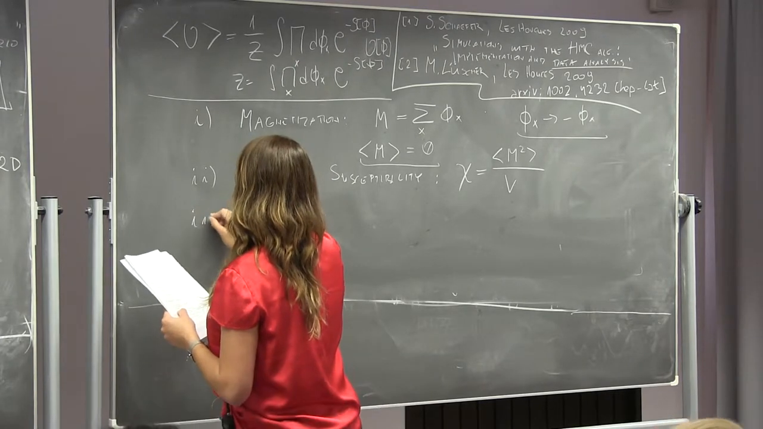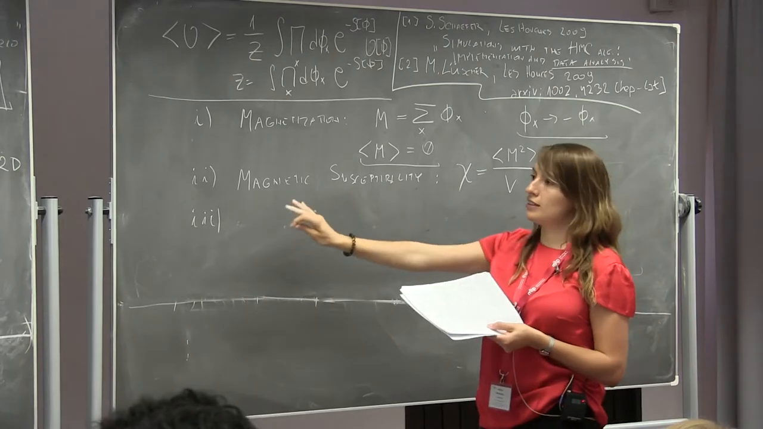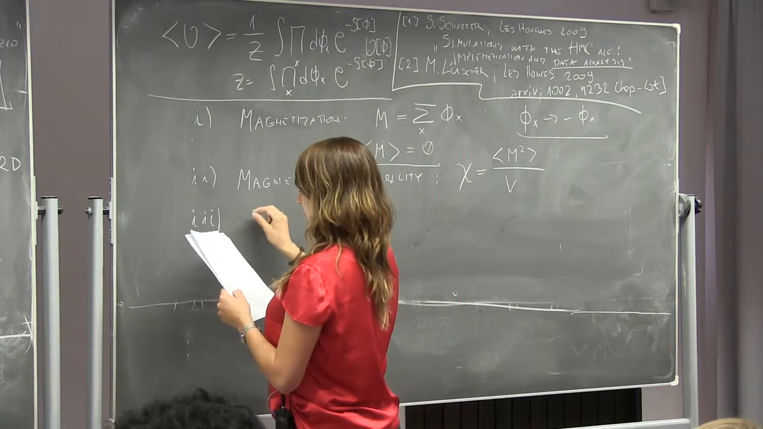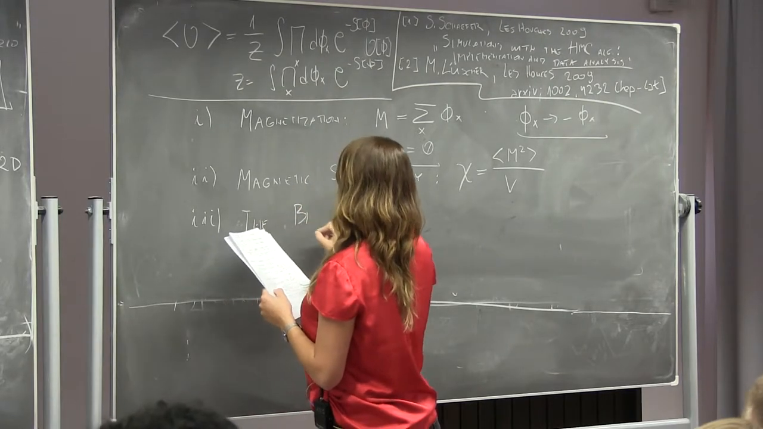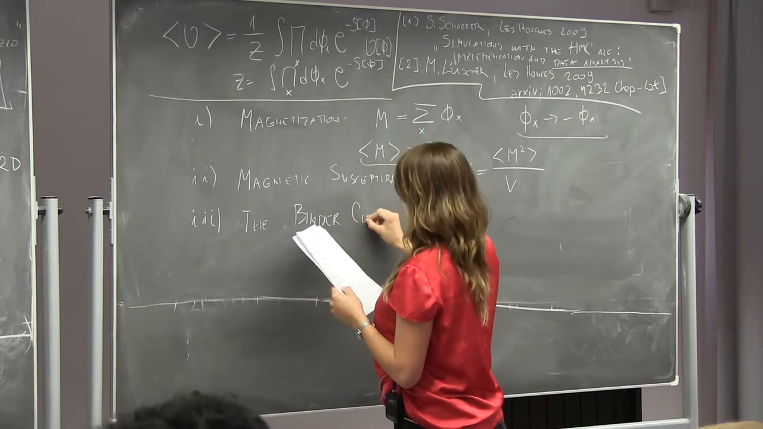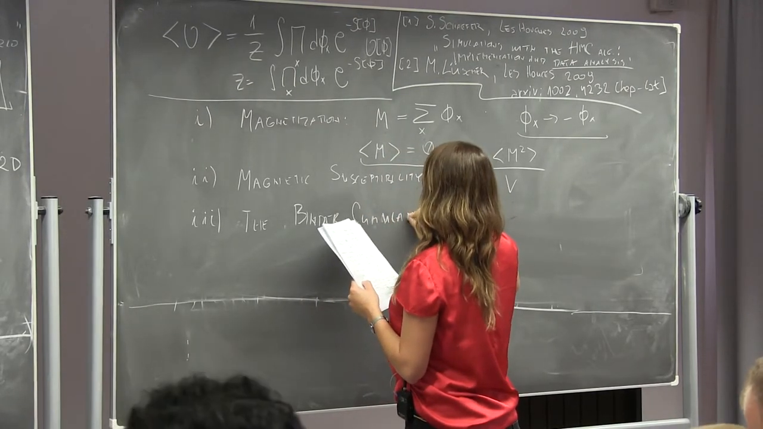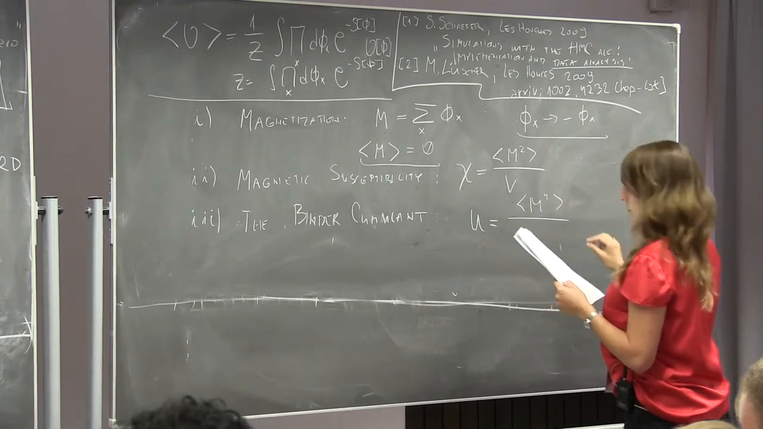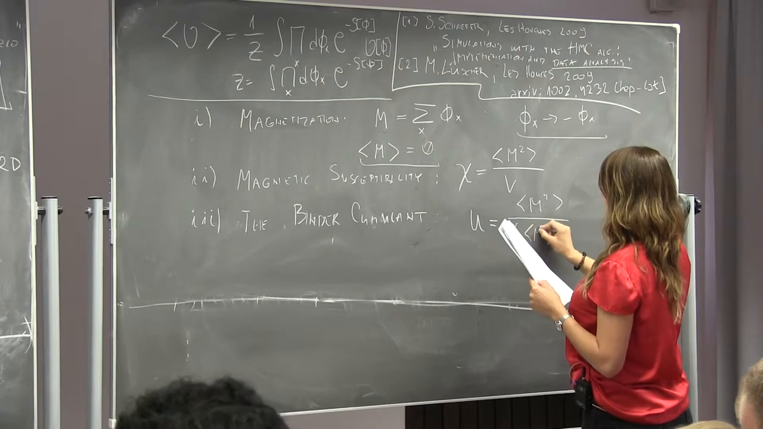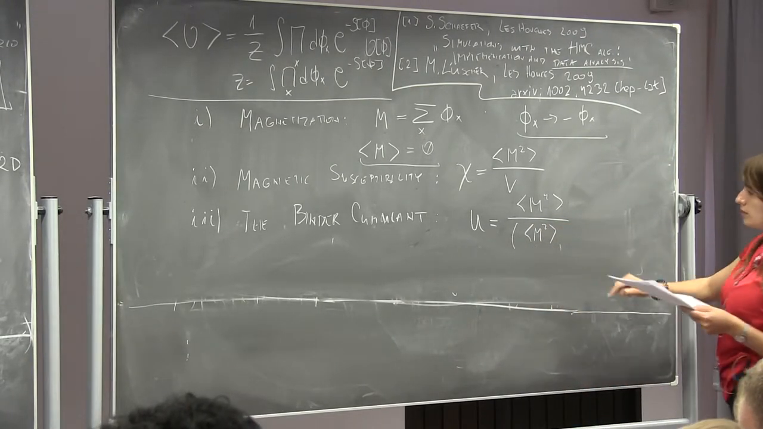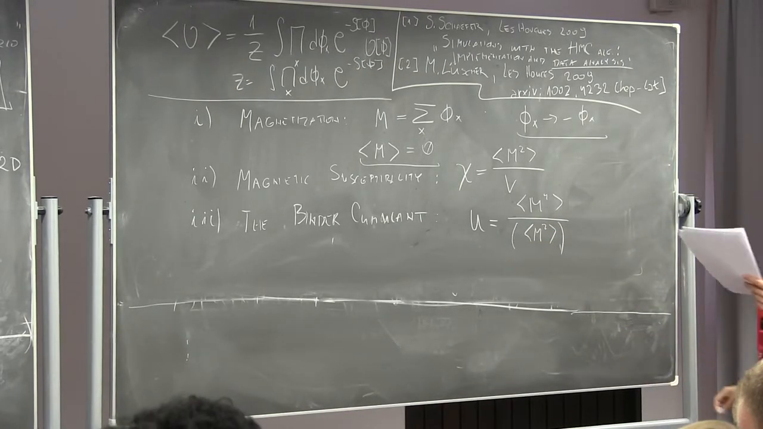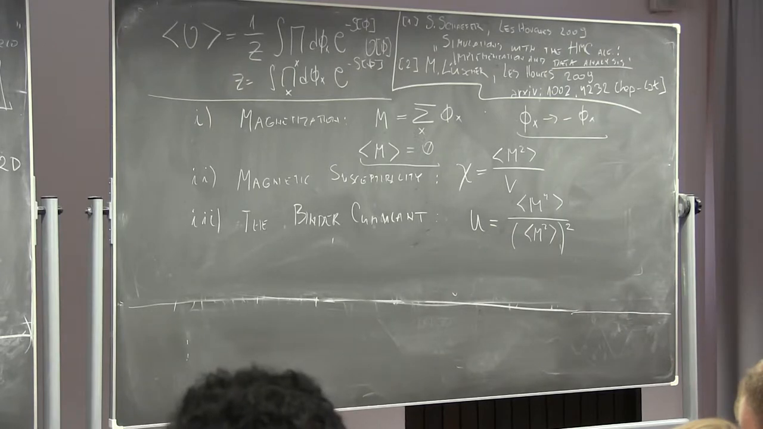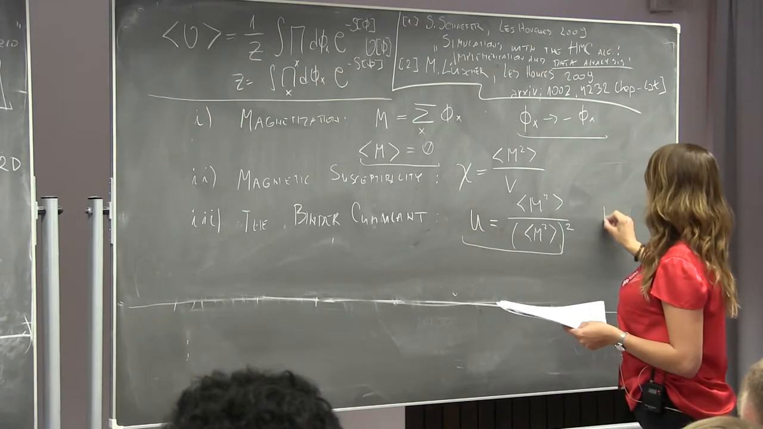And a third example of a commonly studied observable in statistical mechanics, but also very useful for studying scalar field theories in the lattice approach, is the so-called Binder cumulant, defined as the average of the fourth power of the magnetization divided by the average of the square of the magnetization, squared. So this is obviously a dimensionless quantity, so it can also be used as a replacement for the phenomenological coupling.